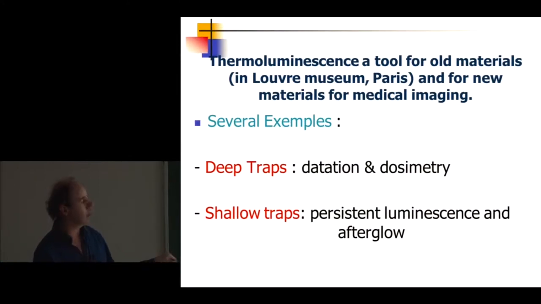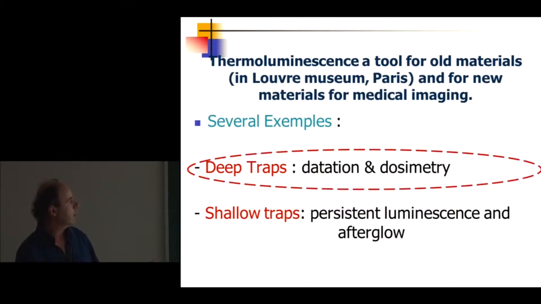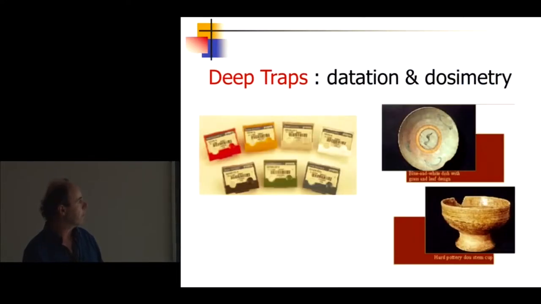Now I will move to some examples. I would like to show you in detail some examples. First on datation and dosimetry, and second part on persistent luminescence and afterglow. So, datation and dosimetry. Dosimetry, everyone is familiar with that.